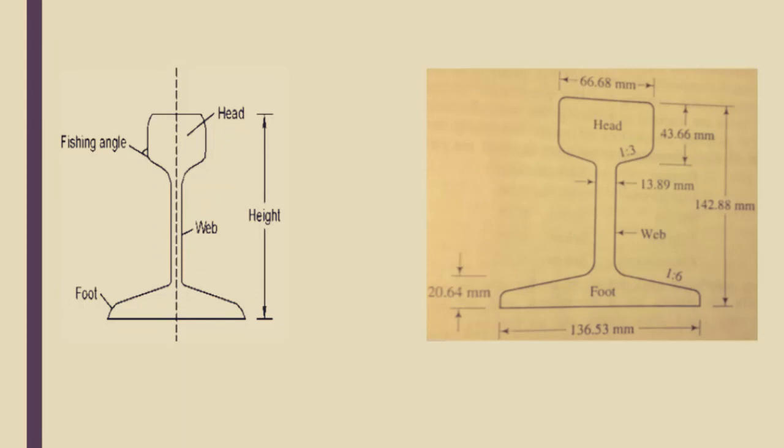The web thickness is small compared to the BH and DH. Here it is 13.89 mm, and the overall depth of the section is 142.88 mm. The slope of the foot is 1:6, and the depth of the foot is 20.64 mm, and the width of the foot is 136.53 mm. So you must know these dimensions.